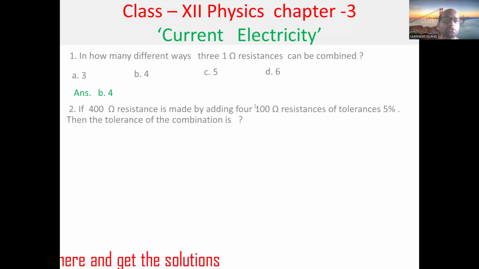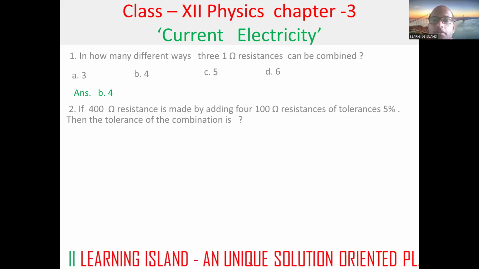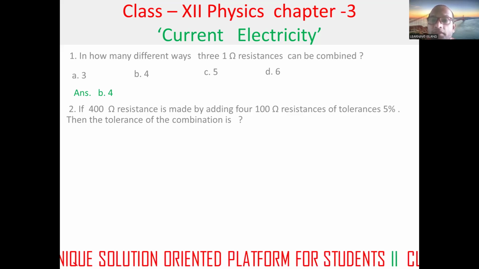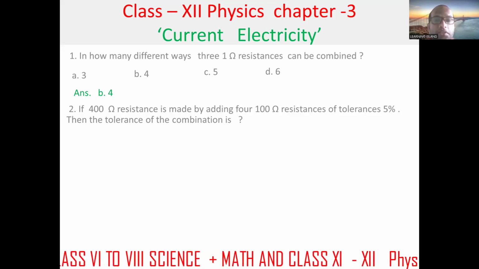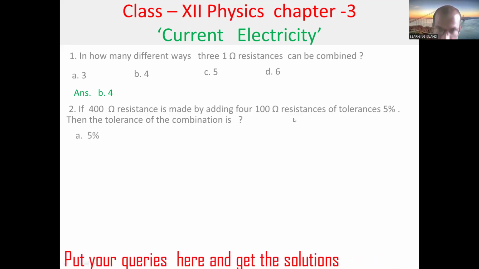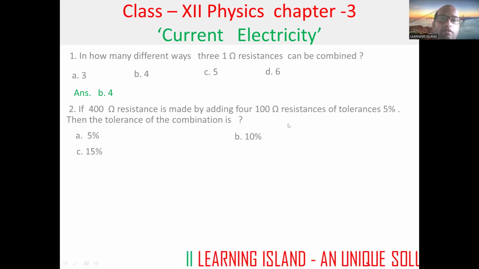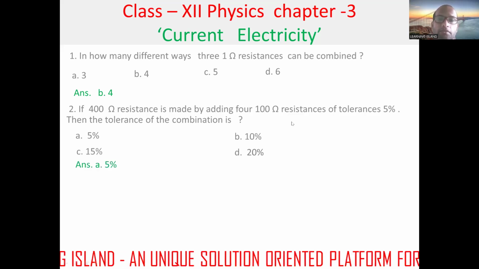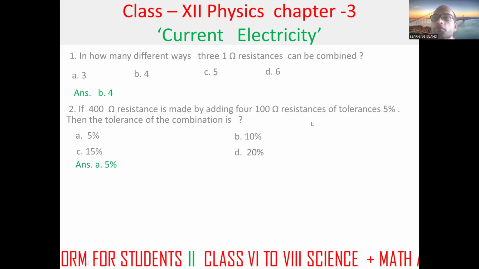Now question number 2. If 400 ohm resistance is made by adding 100 ohm resistances of tolerances 5%, then the tolerance of the combination is. Always mind that if the resistances are having 5% tolerance, then the combination would also be 5%. So the answer will be 5%. So it is, I think, easy question, no need for explanation. Now moving forward.